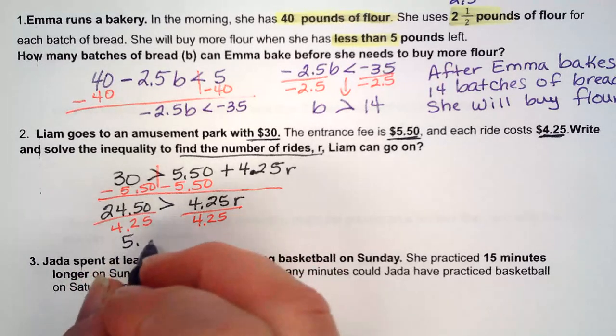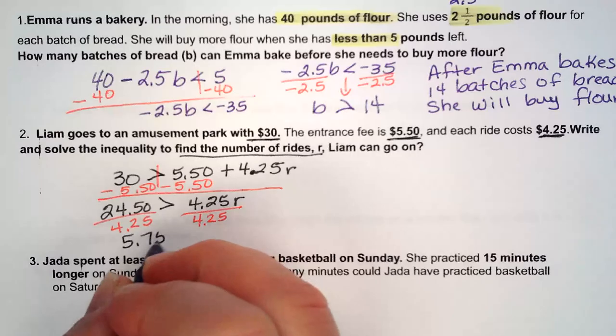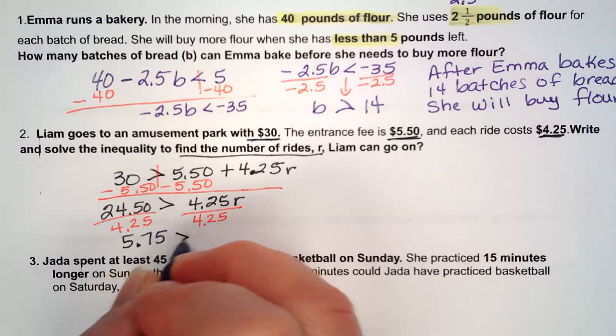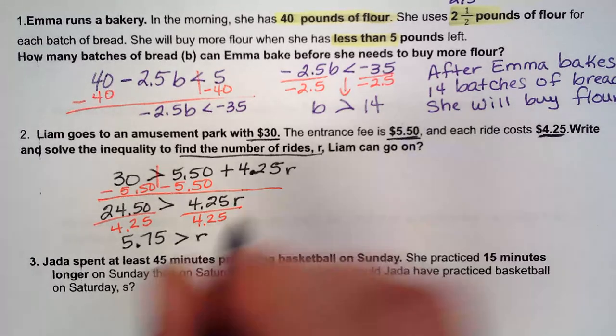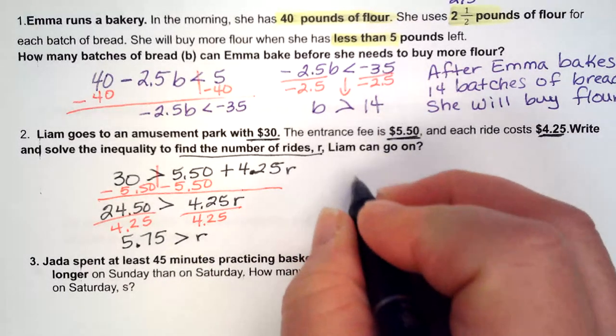Okay, what does that tell me? Normally we would round up. Can he ride 6 rides? No, because he doesn't have enough money for that last one. So Liam can only ride 5 rides.